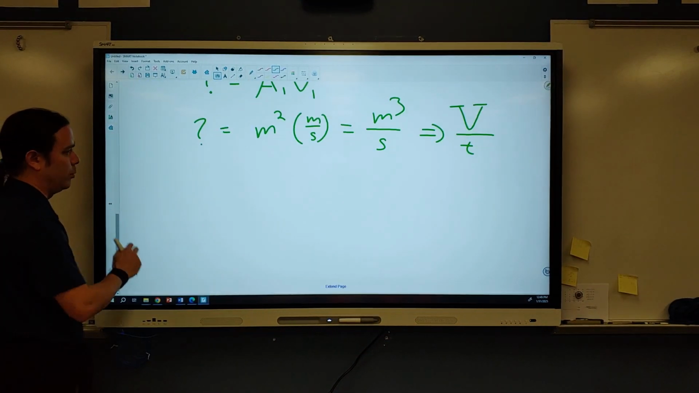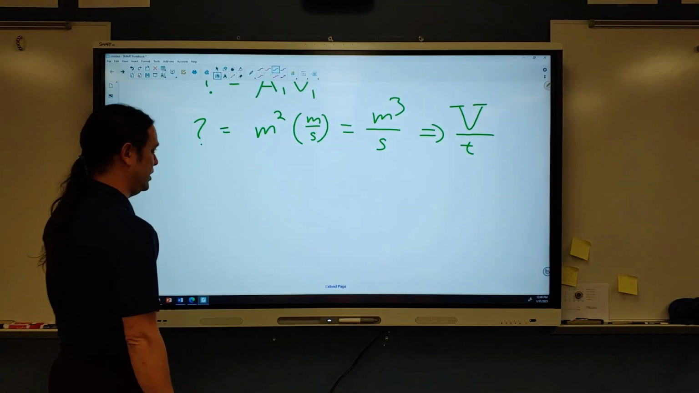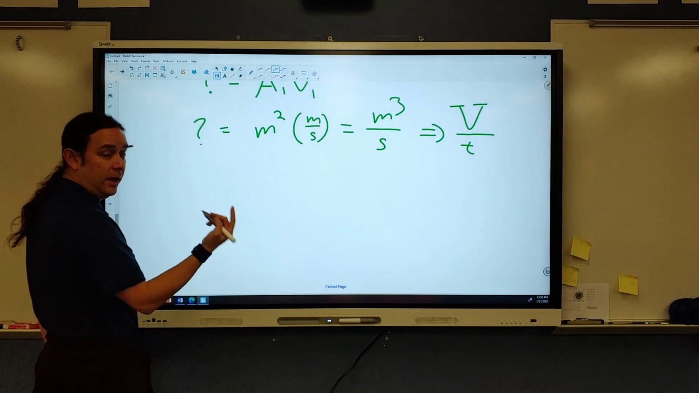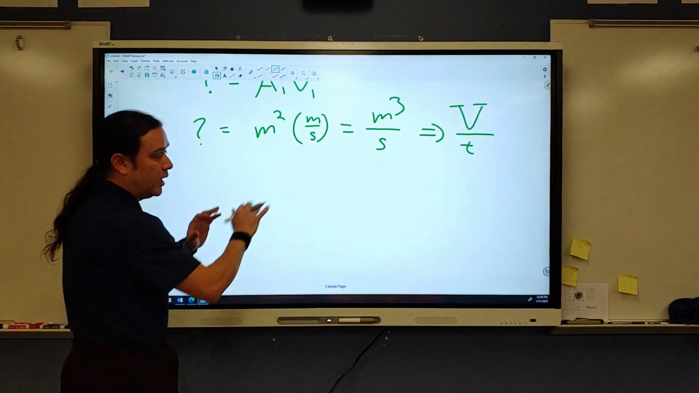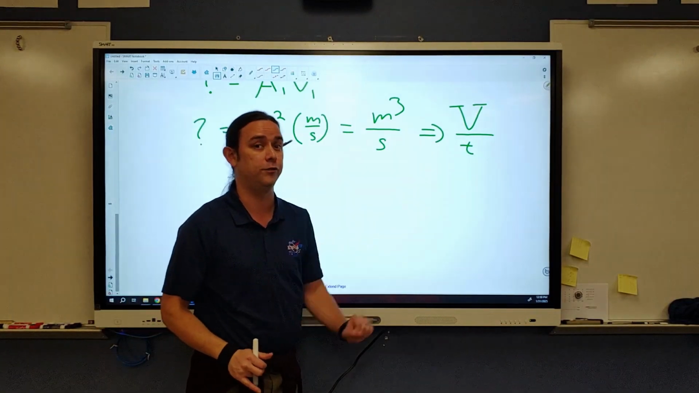And at least one of the grading rubrics that I've seen, they actually made reference to trying to do this, although they had it as a weird squiggly V. Volume divided by time is an expression that I might use in this because we're talking about our volumetric flow rate.